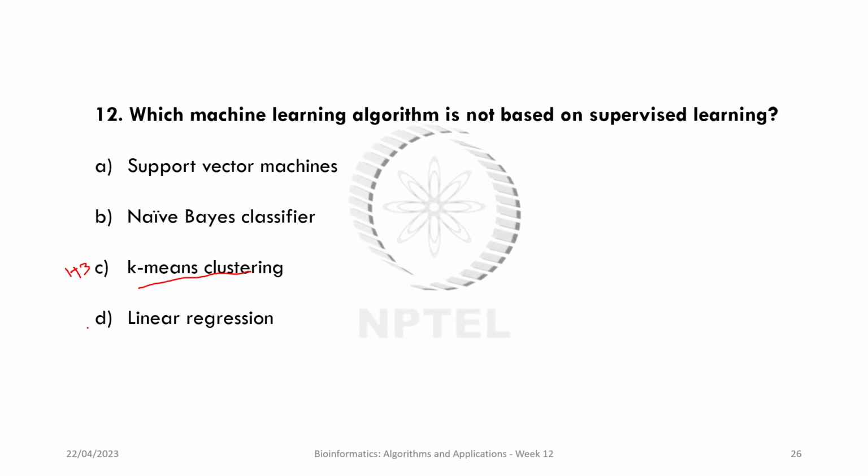Thank you, Malini and Nagamani Purnama. So, yeah, K means clustering is not a supervised learning, rather an unsupervised learning algorithm. Option C is the right answer.